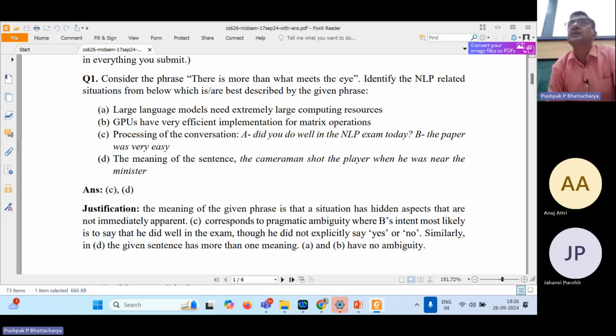So that's why there is more than what meets the eye. And D is the meaning of the sentence: The cameraman shot the player when he was near the minister. What is meeting the eye? What is meeting the eye is one or more interpretations that you probably have in your mind. The cameraman shot the player, took the picture of the player, or killed the player maybe. So what is meeting the eye is maybe one interpretation, but there are multiple interpretations of this sentence.